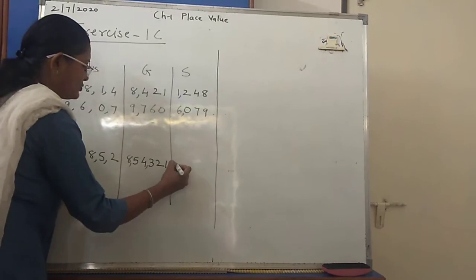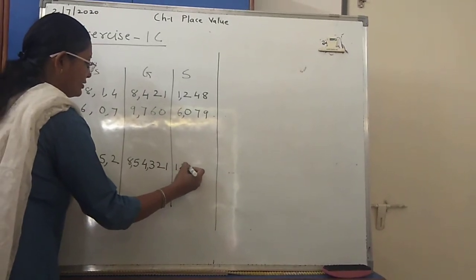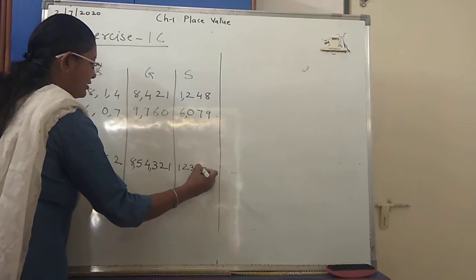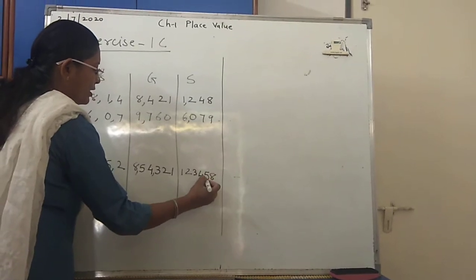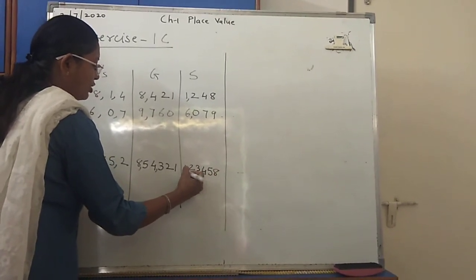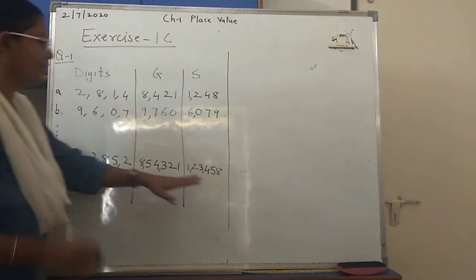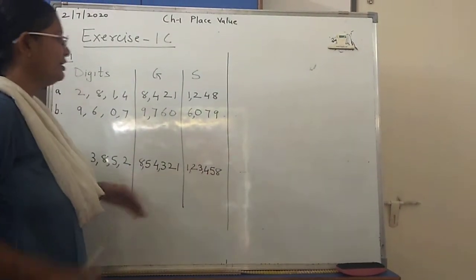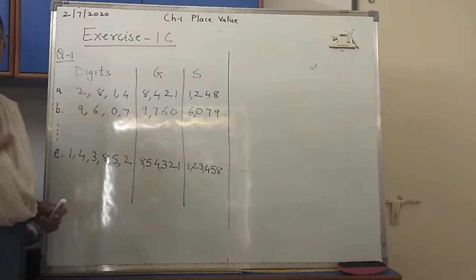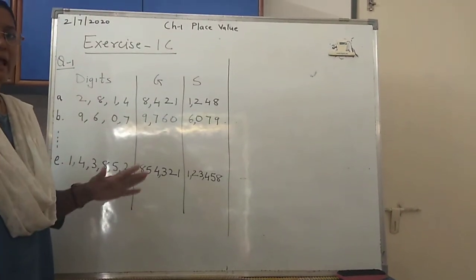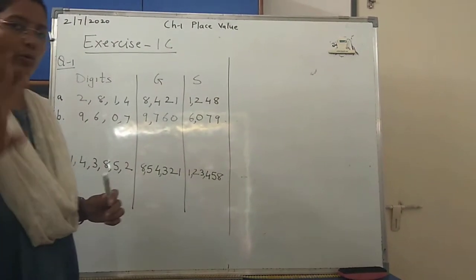Same way, you have to build the smallest number. The smallest number is 1, then 2, then 3, then 4, then 5, then 8. So 1,23,458. This way you can build the numbers without repeating any digits. Okay. Now question number 2.